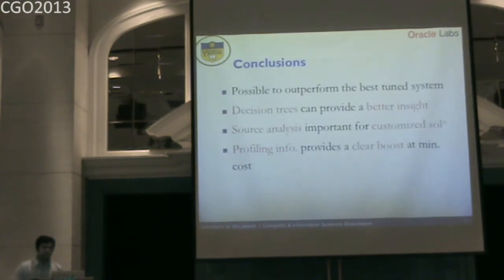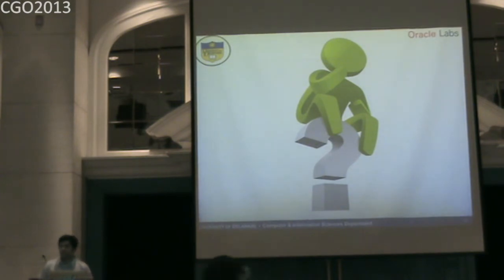For the conclusion, we had a few points. You can outperform the best tuned system. We're not saying that our particular system is the perfect solution, but just looking more into it, you would find better areas where it can be improved. Decision trees do provide better insight into the inlining process, and source analysis is crucial in getting a customized solution, which would be useful for getting a good final solution. And profiling information, of course, gives you a clear boost when you can get it with minimal cost. So that's about it. Let's thank the speaker.